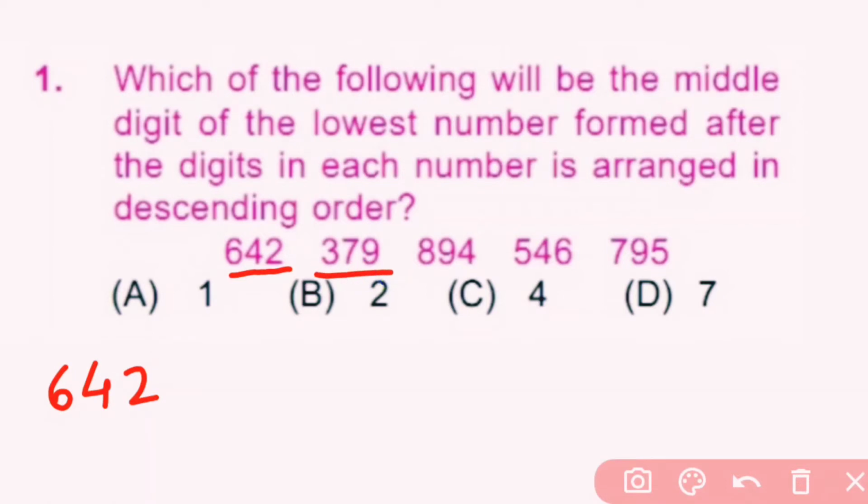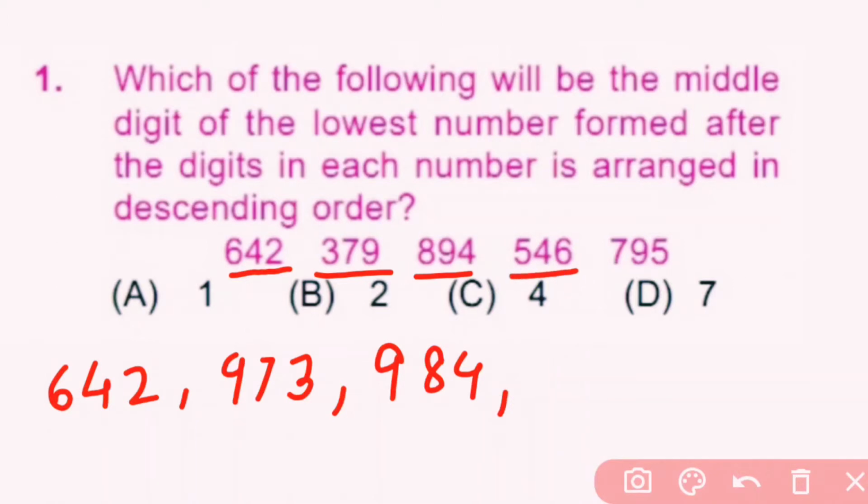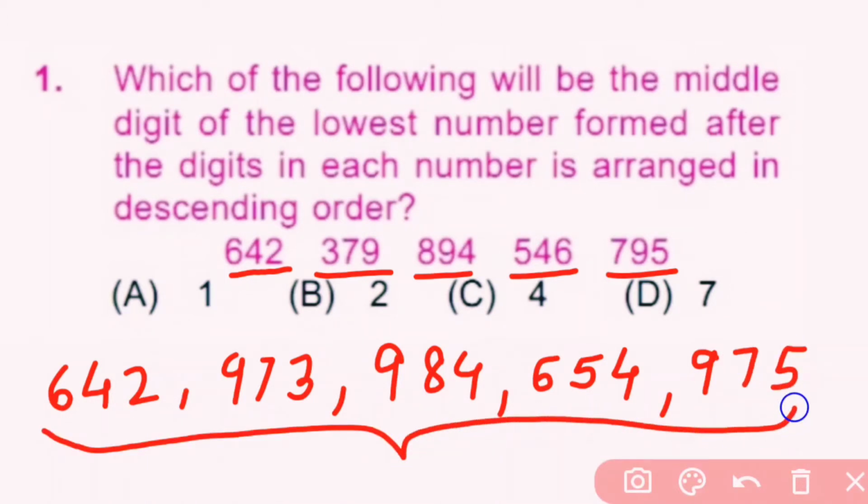Now we take second number. In this number 9 will come first, then 7, then 3. Then in this number 9 will come first, then 8, then 4. We'll take fourth number. In this 6 will come first, then 5 and then 4. And in last number 9 will come first, then 7 and then 5. Amongst all these number 642 is the lowest number and 4 is the middle digit. So here C is correct answer.